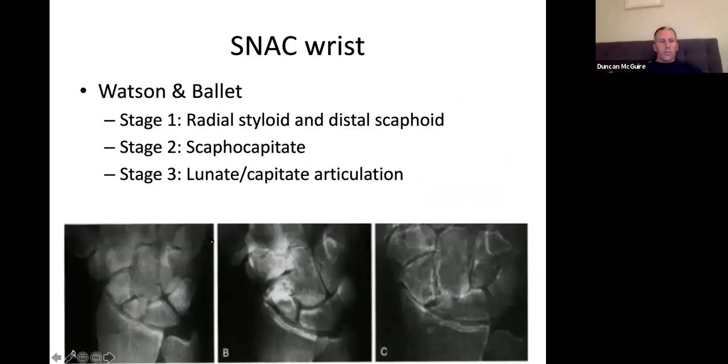Okay, so excuse the old pictures here, but stage 1, just illustrating it, this is the scaphoid non-union here. The arthritis is developed between the distal scaphoid and the radial styloid. In stage 2, the capitate head and the distal scaphoid are involved, and then in stage 3, the whole of the capitate head gets involved.